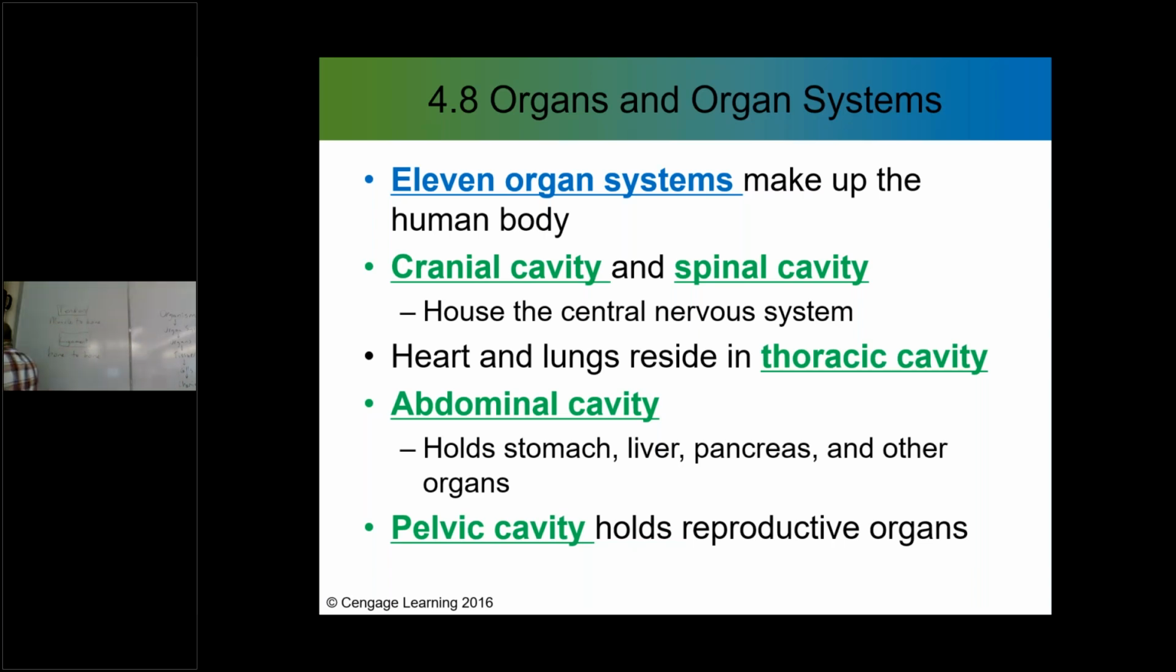Cranial cavity, spinal cavity, so you're looking at the brain and the spinal cord. Thoracic cavity, what's your chest, right? You would say your chest. Abdominal cavity, in through in here. Pelvic cavity, inferior, for your reproductive organs.